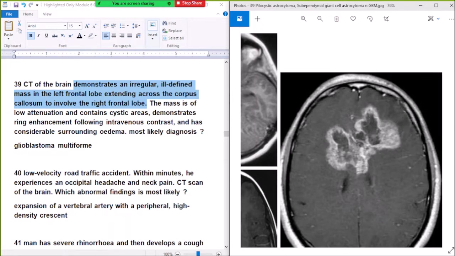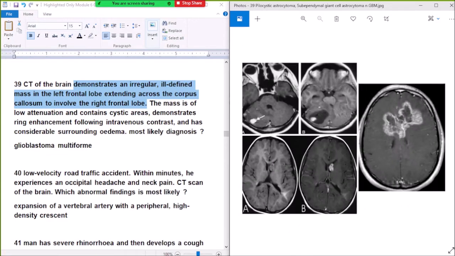Irregular, ill-defined mass in the left frontal lobe extending across the corpus callosum to involve the right frontal lobe. The mass contains cystic areas and demonstrates ring enhancement following intravenous contrast and has considerable surrounding edema, most likely diagnosed as glioblastoma multiforme.